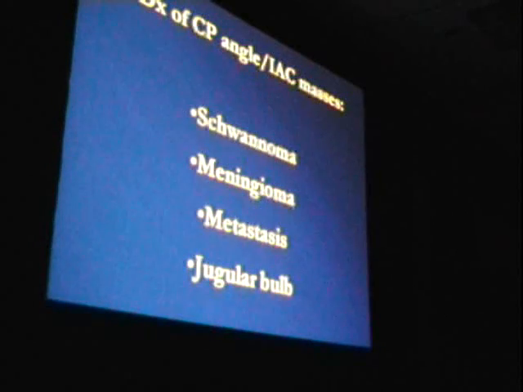So the differential of internal auditory canal extension, CP angle now, is schwannoma, usually of the acoustic nerve. If it involves the facial nerve, the patient more likely has neurofibromatosis. Meningiomas, metastases, particularly breast carcinoma, and don't forget the great mimic, which is a jugular bulb, so just make sure you can trace this so-called tumor right down.